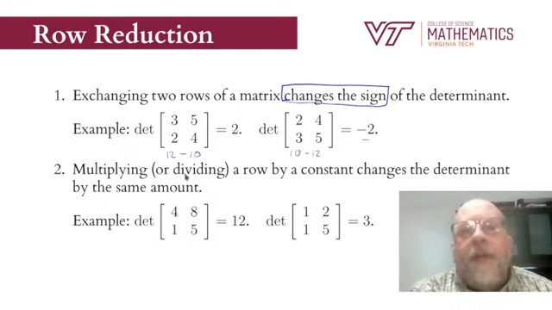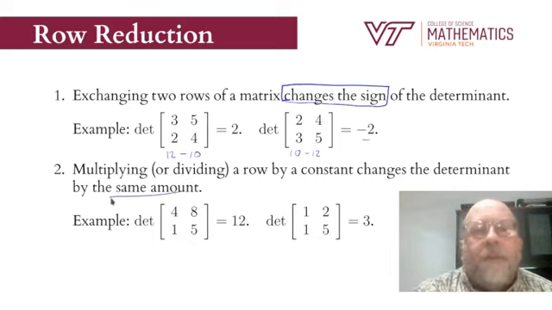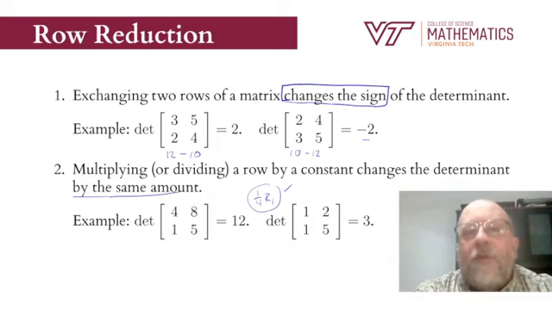If we multiply or divide a row by a constant, that changes the determinant by the same amount. So this is the matrix 4, 8, 1, 5. The determinant is 20 minus 8, which is 12. If I were to take 1/4 times row 1 to change 4, 8 into 1, 2, that's perfectly legal. But now my determinant isn't 12, it's only 3 because I made this row 4 times smaller. And so the determinant also got 4 times smaller.